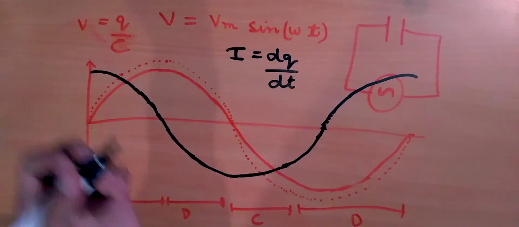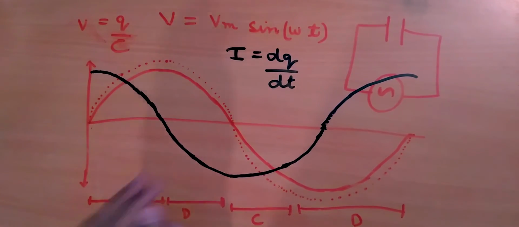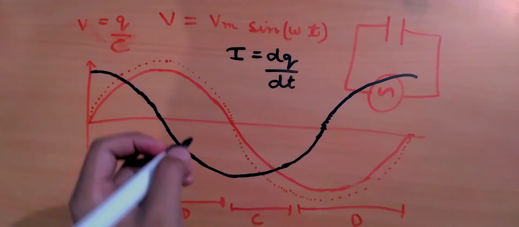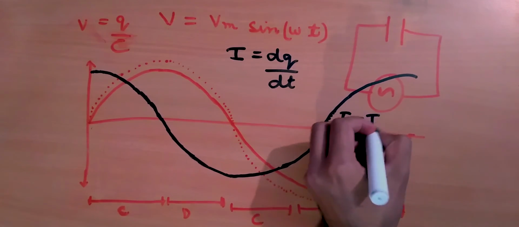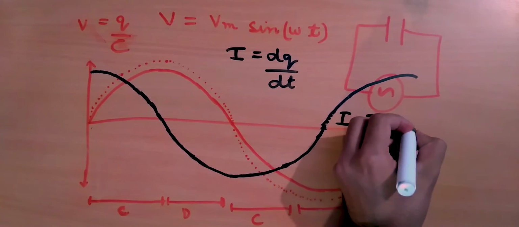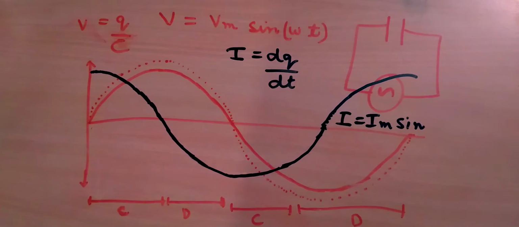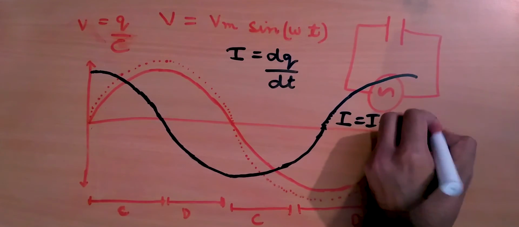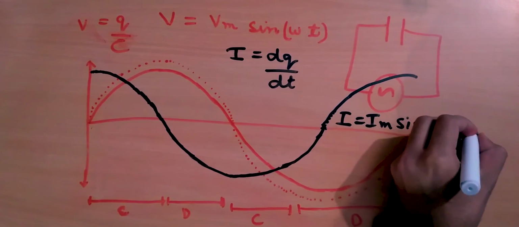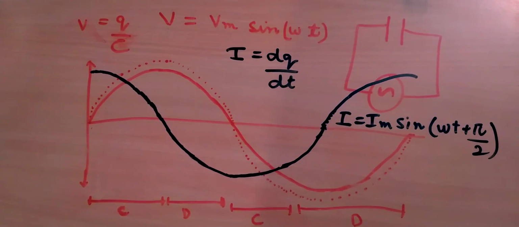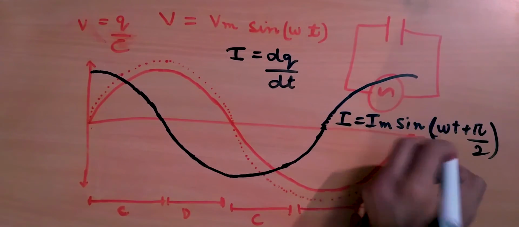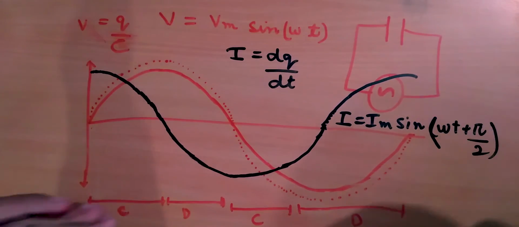And that is why when we write the equation for current, I don't have space to write that, well, I'll just fit that in here. Current equals peak current times sine of omega t plus pi by 2. I hope that fits. Yeah, that fits. So this pi/2 here, omega t plus pi/2, actually represents this phase difference.